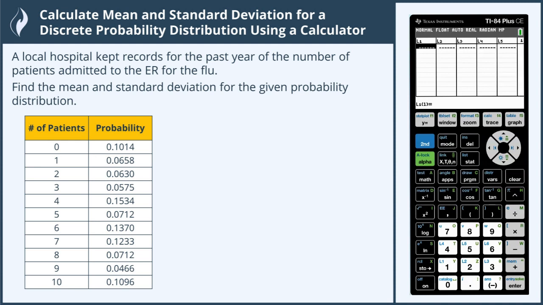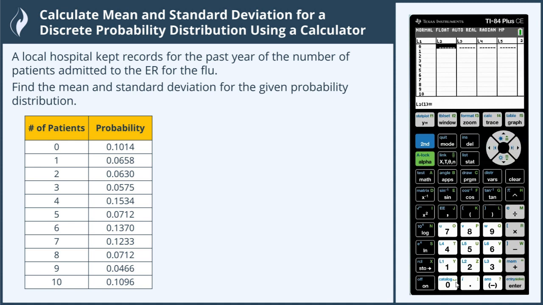So from there, if your lists are not clear, you'll want to clear them by arrowing up to the list name, pressing clear, and then enter. And from here we can just enter our values. List 1 will be our number of patients, so it'll be 0, 1, 2, 3, 4, etc. We just keep going until we get them all entered.